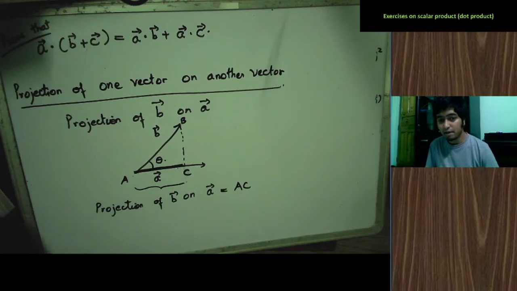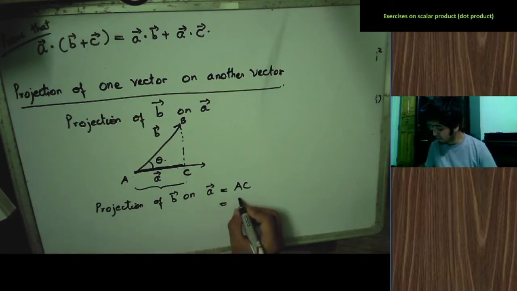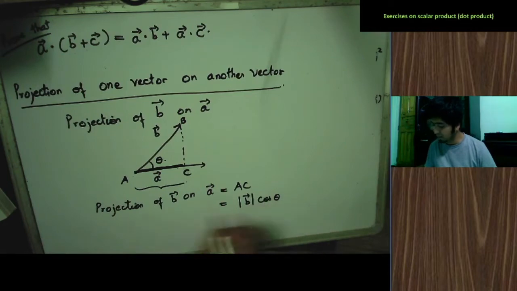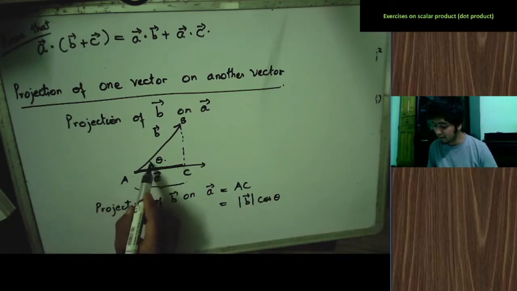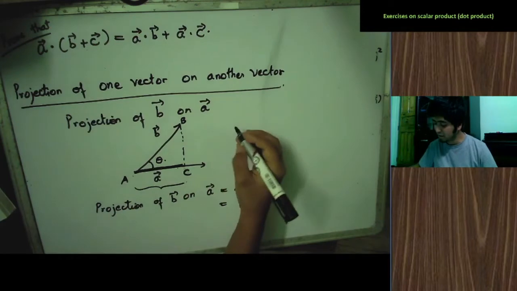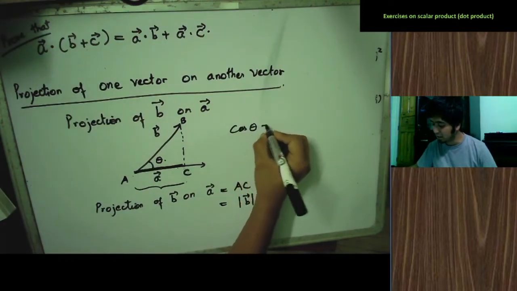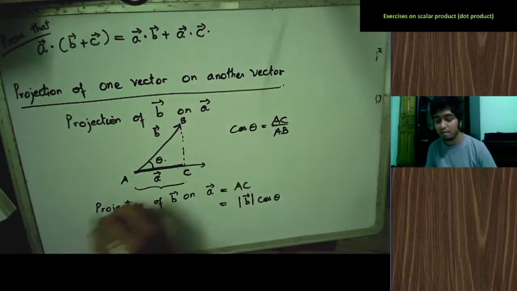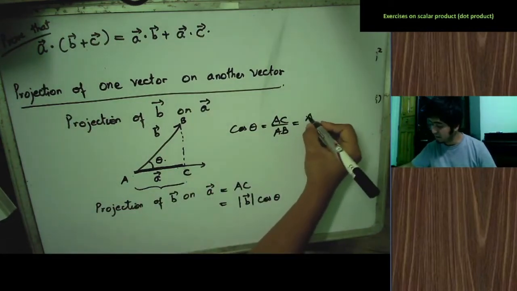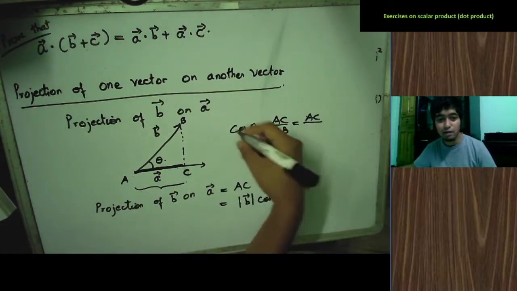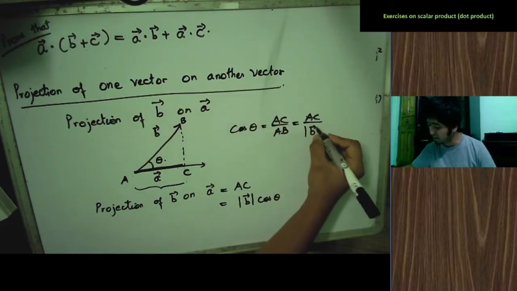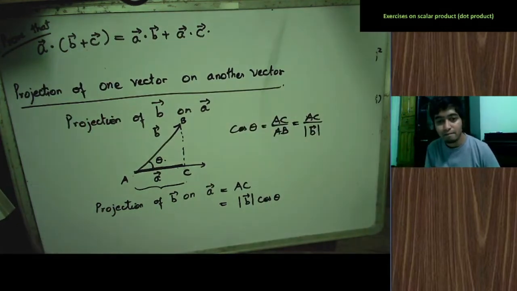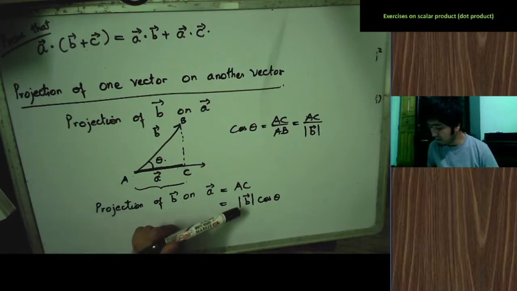AC you can write as magnitude B cos theta. Right? If this angle is theta, then cos theta will be how much? Cos theta will be AC by AB, right? AC by AB. AB is the magnitude of this vector B. So this is what we are having.